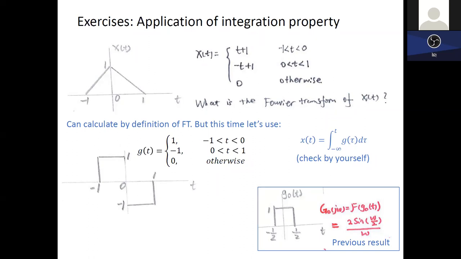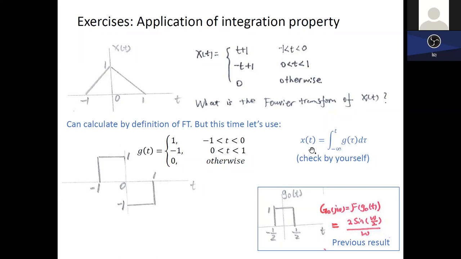So what is the Fourier transform of this signal x of t? Of course, we can calculate it by applying the standard formula of the Fourier transform. But this time, let's practice using the integration property. So we have a signal g of t, and the integration of g of tau d tau, from minus infinity to t is x of t.